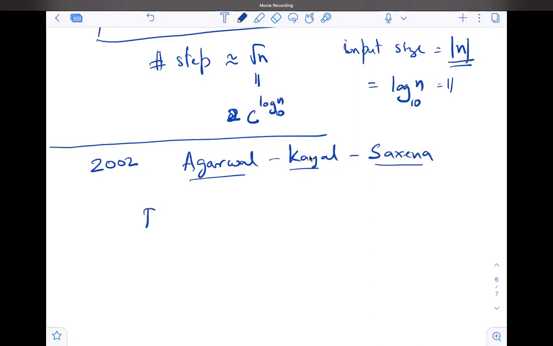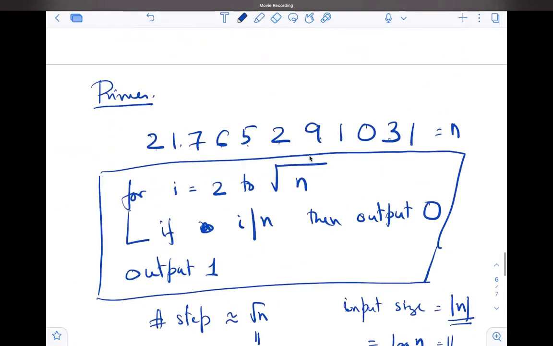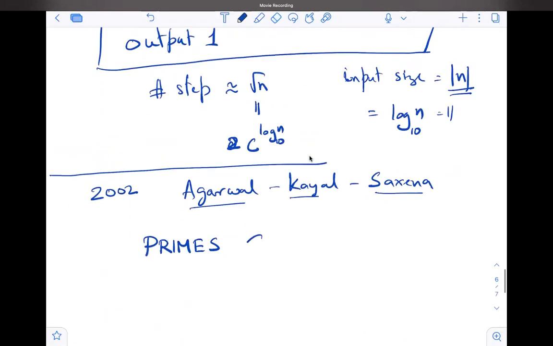And they proved that this language, PRIMES, is in P. It's one of the great works that has come out. You might have heard of it. It's called PRIMES in P.